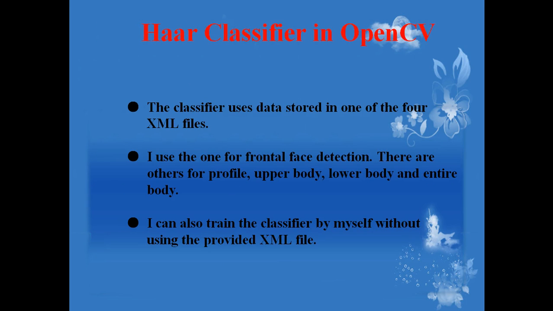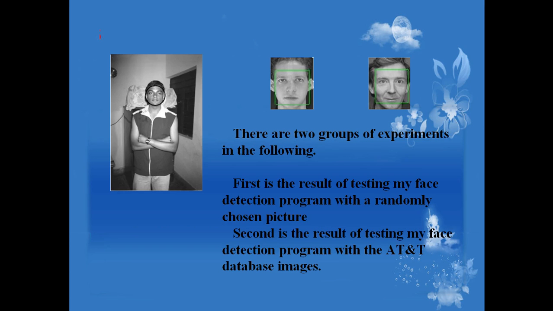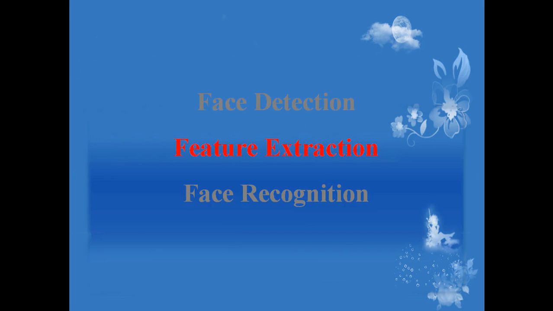So I can use the Haar classifier in OpenCV or implement it by myself. Here are some experimental results after running my algorithm on randomly chosen images and the AT&T standard database of human faces. You can see that no matter which one, my algorithm exactly points out the face area, so the result is good.